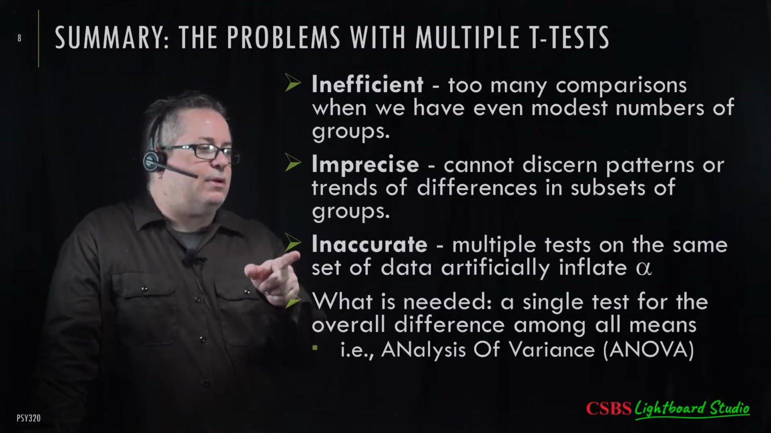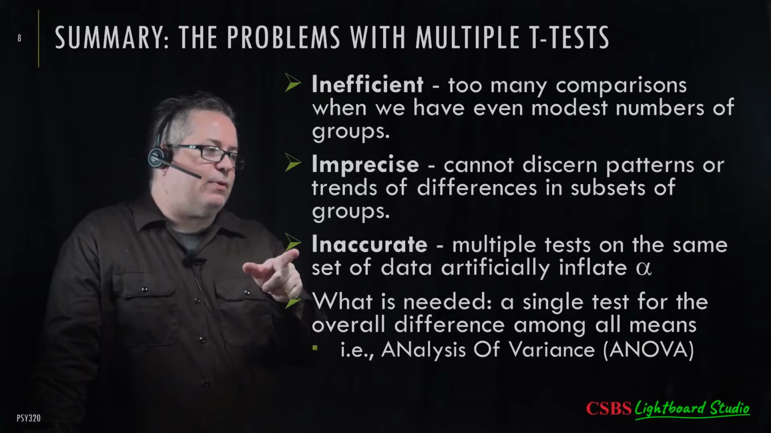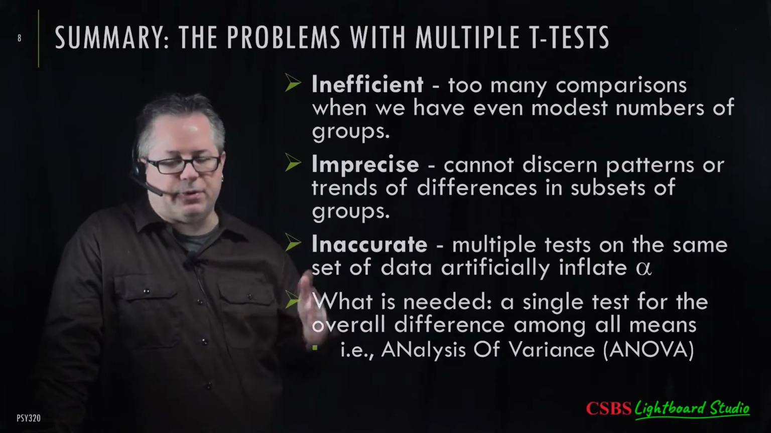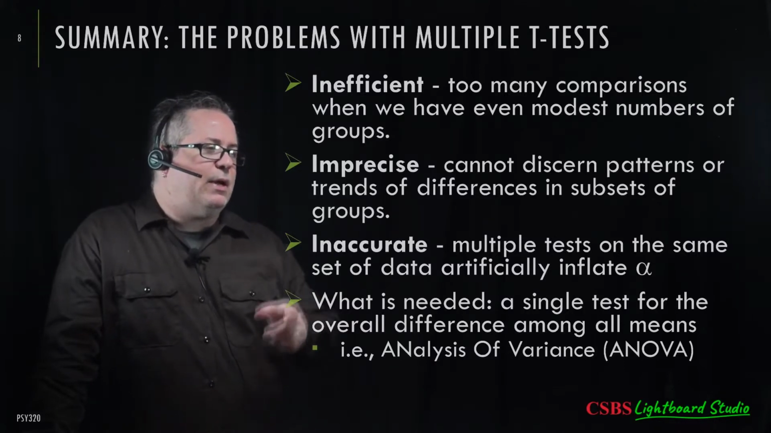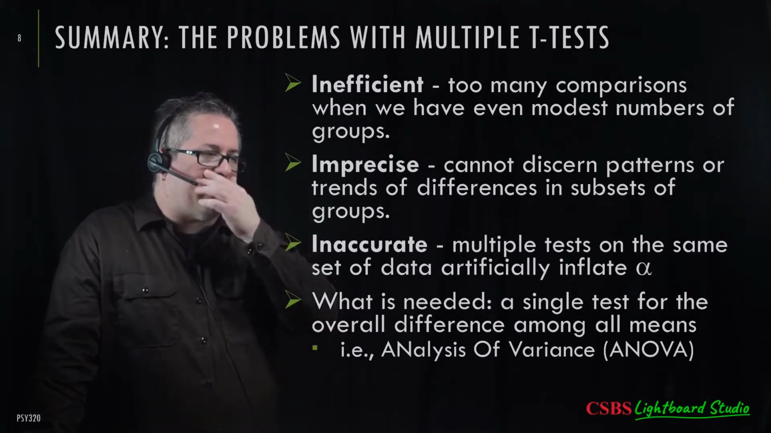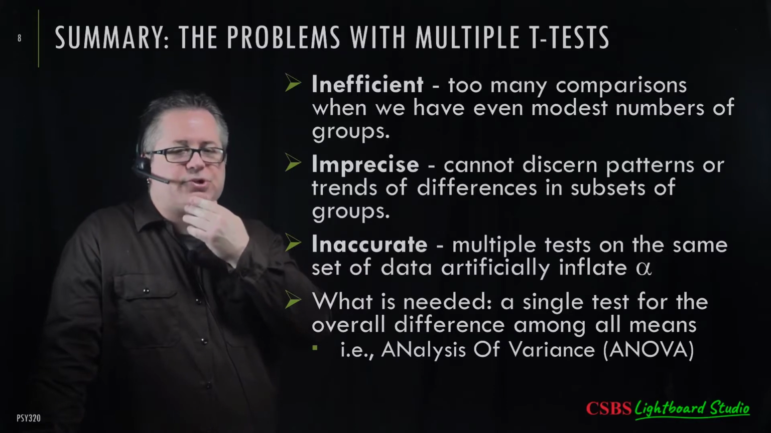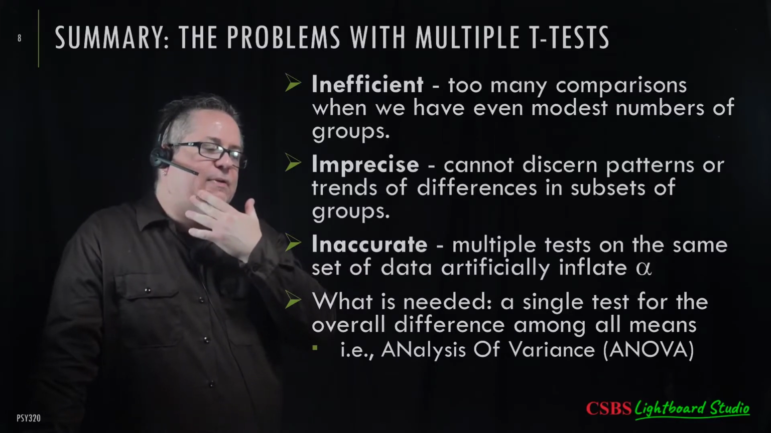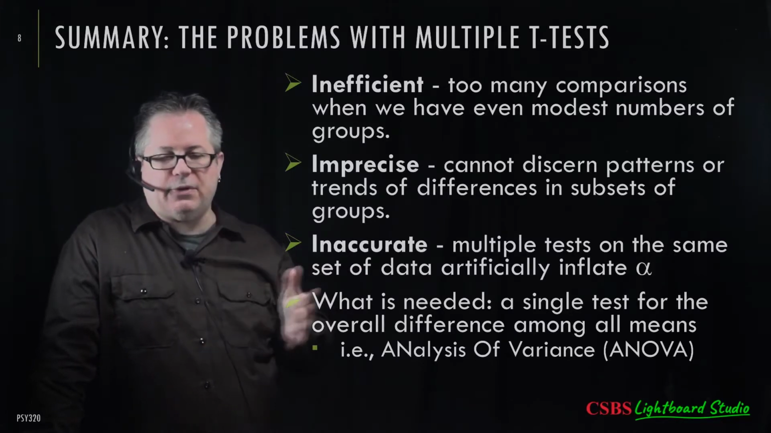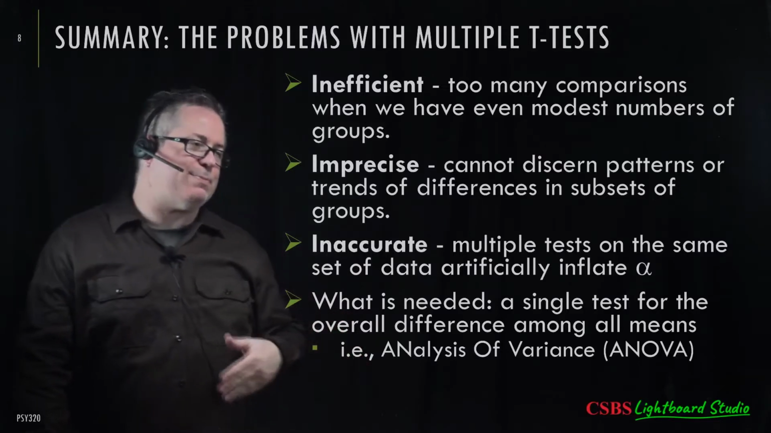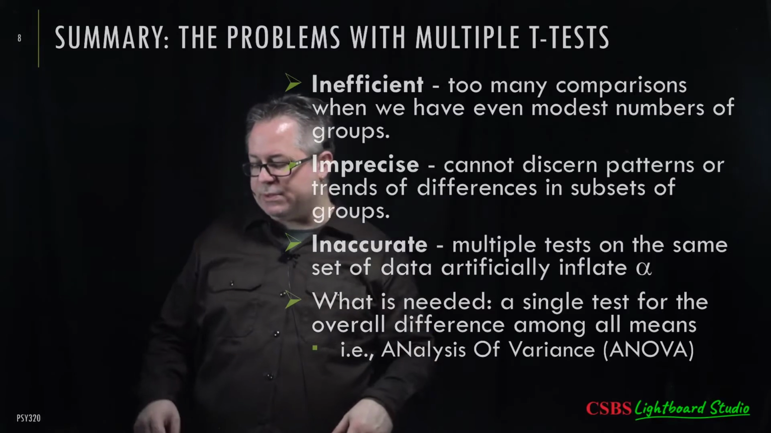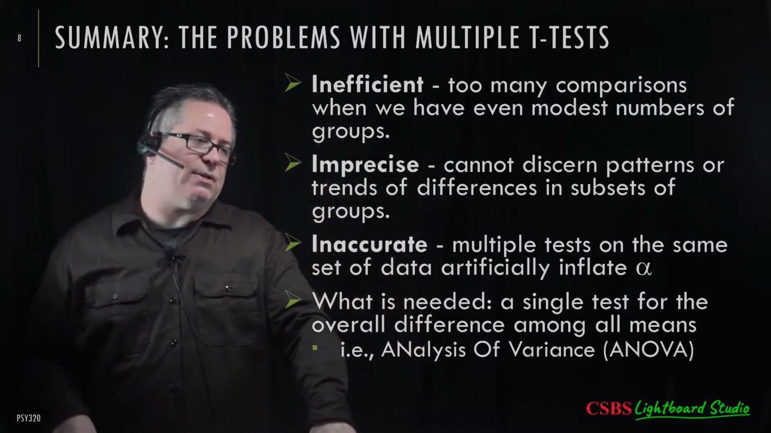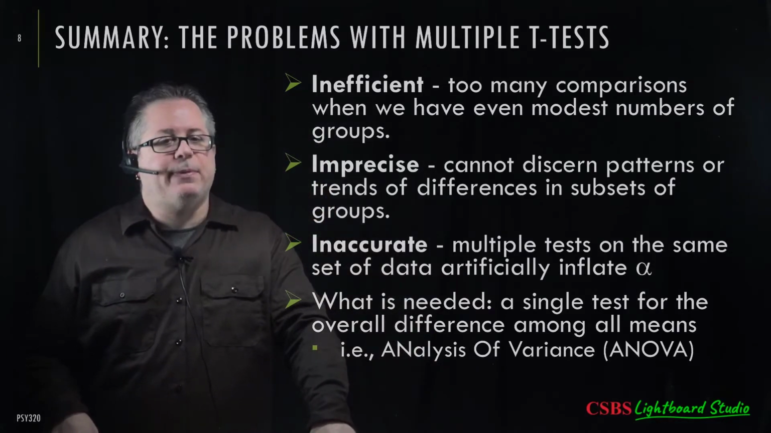And then the third one here, inaccurate, as we just talked about before, that multiple t-tests on the same set, you're going to get more type 1 errors, so that's not good. And then the middle ones, something we hadn't talked about, but there's a certain amount of imprecision in here. Because with 10 groups or even 3 groups, if there's a pattern of differences across the groups, doing multiple t-tests are not going to find that pattern.